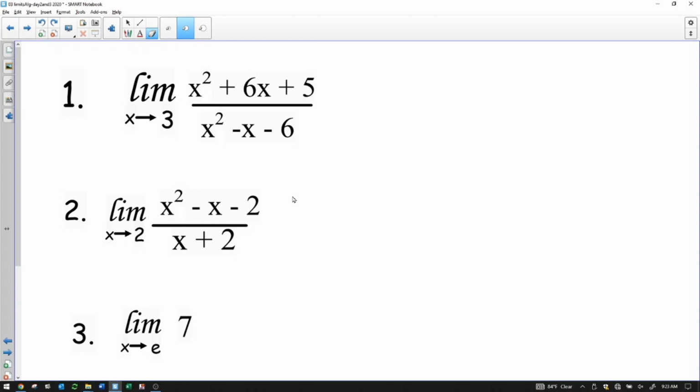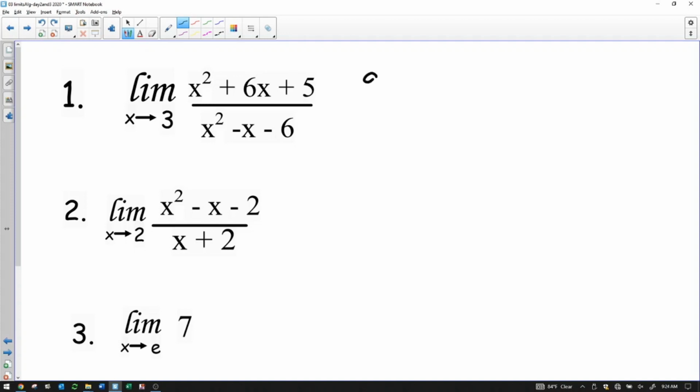But if you don't have a calculator and they didn't give you a graph, and the graph is hard to draw, then what you have to do is the algebraic method. And in the algebraic method, when you look at it, please don't just jump into factoring first. What do you do first? Plug in. Please plug in first.